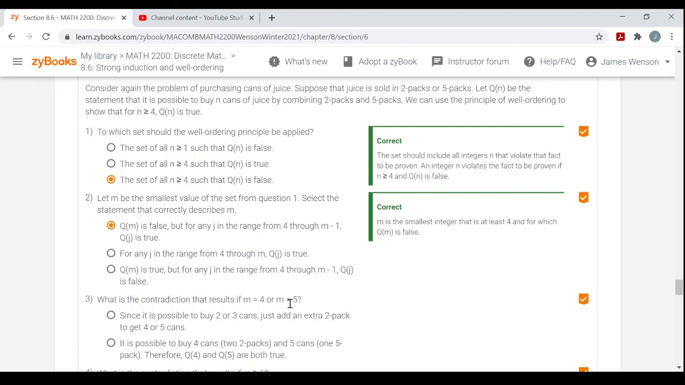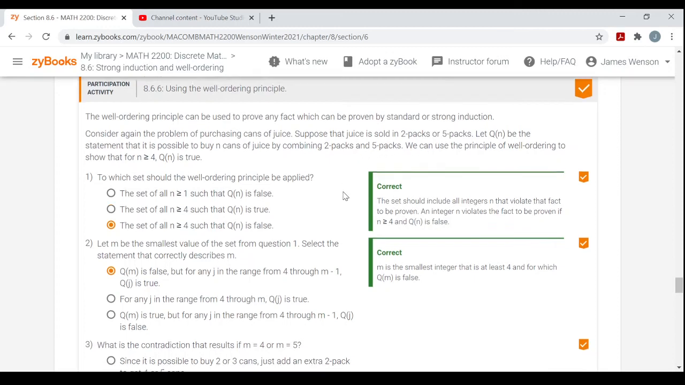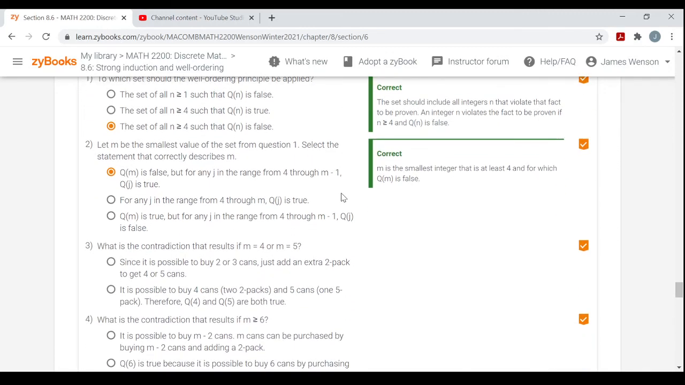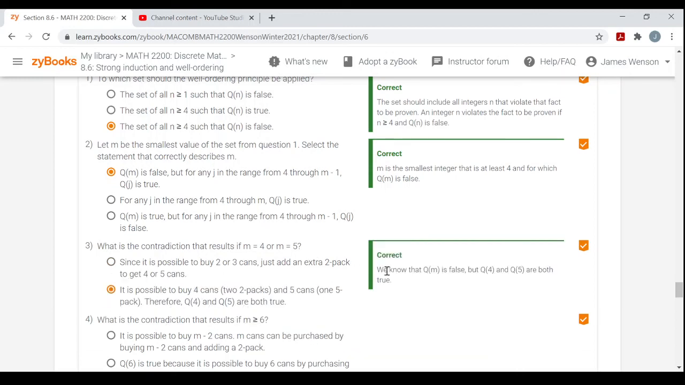If I'm saying that the smallest value in this set is 5, well, that would mean Q of 5 is false, but you can just buy a 5-pack. So Q of 5 is true. So Q of 5 is false, Q of 5 is true. You get a contradiction in either case, because it is possible to buy 4 cans and 5 cans. Right? So Q of 4 and Q of 5 are true, but we'd be saying Q of 4 and Q of 5 are false if we said that m was 4 or 5. So there's a contradiction there.